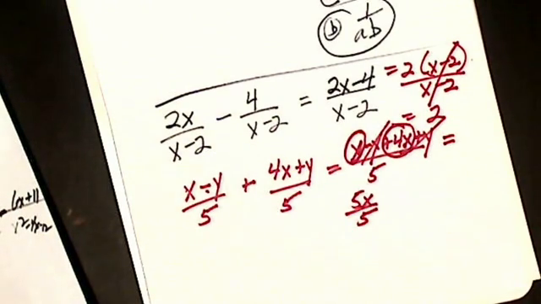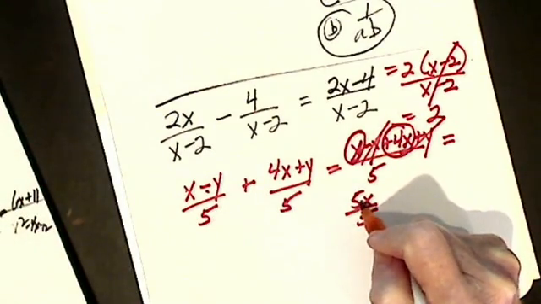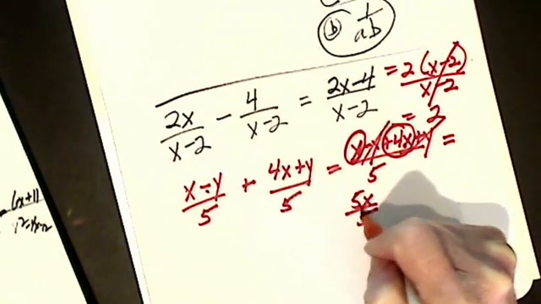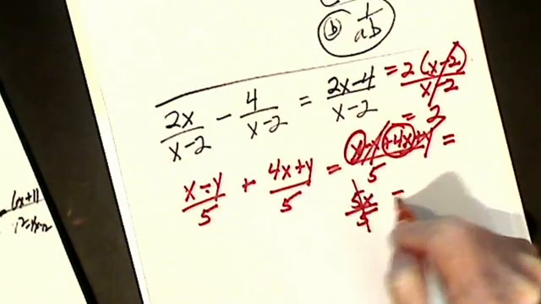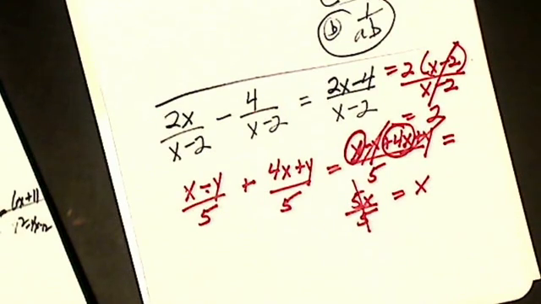Can I cancel the 5's? If they're factors, I can cancel them. If they're terms, I cannot. So these are times, multiplied. Factor, factor. I'm allowed to cancel the 5's. So now my answer is just x.